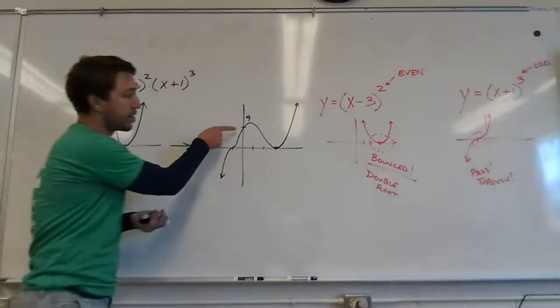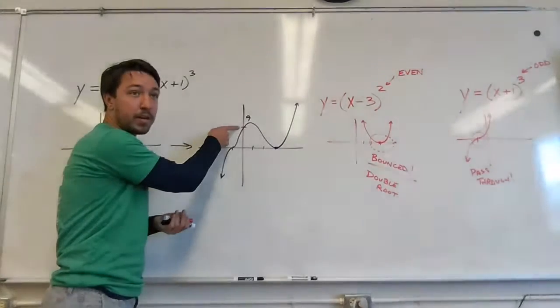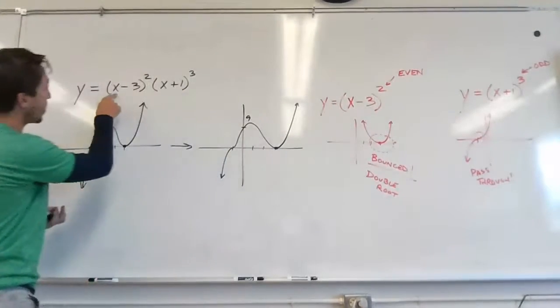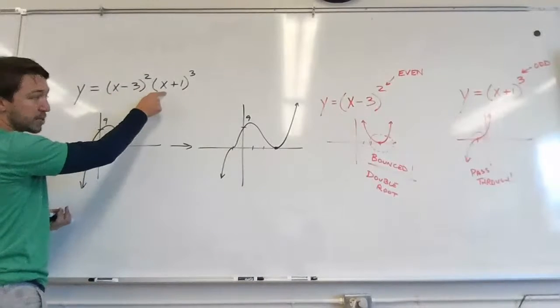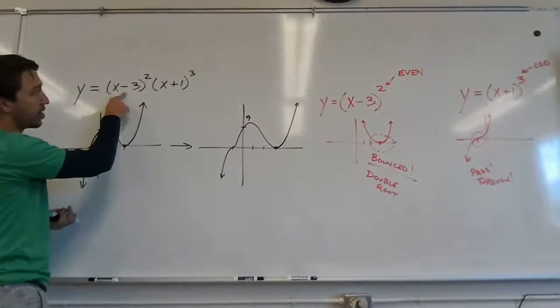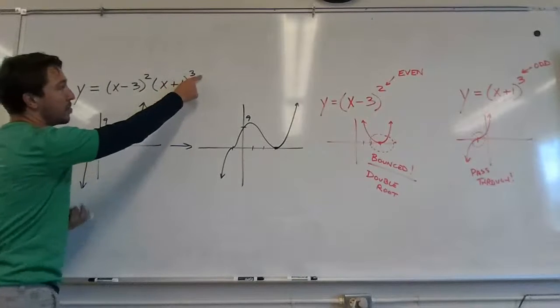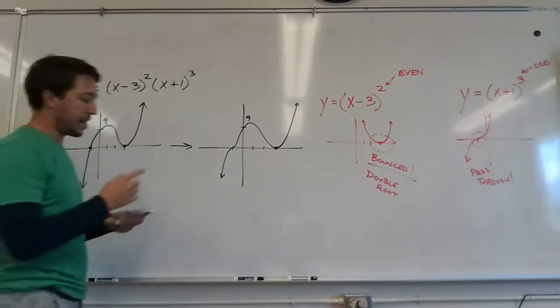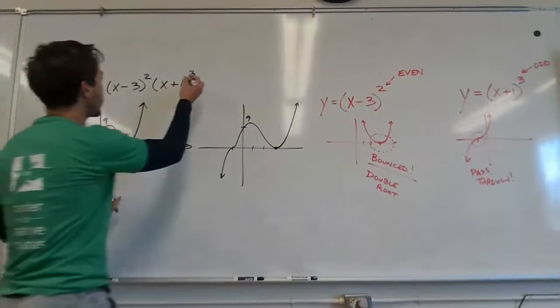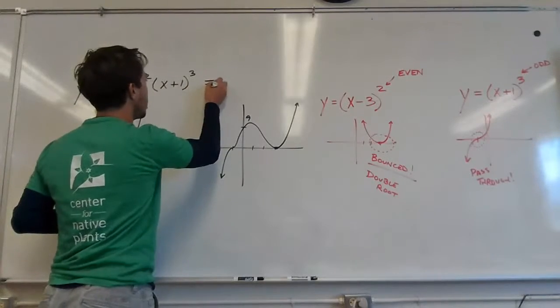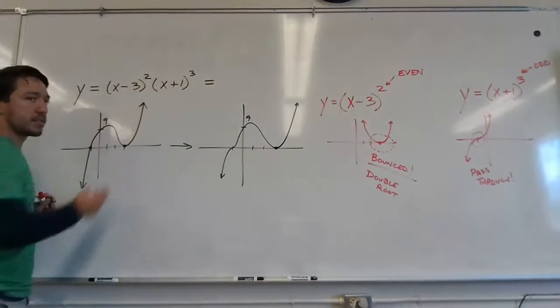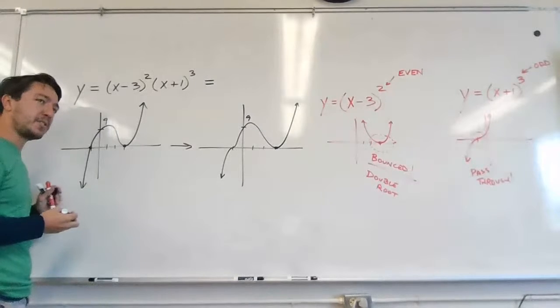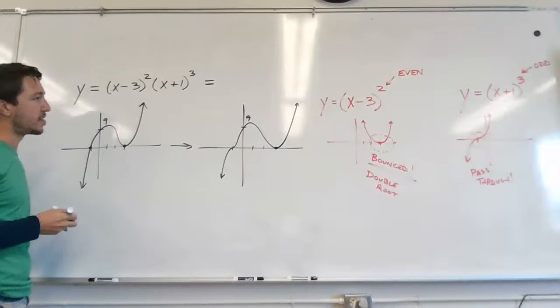So what does it mean to be a y-intercept? Well, it means your x value is 0, right? So simply plug a 0 in here in both spots, and you'd have negative 3 squared times 1 cubed, which of course is 9. And the last thing we talked about very briefly yesterday was, if I were to expand this, I won't ask you to, that would be highly sadistic.